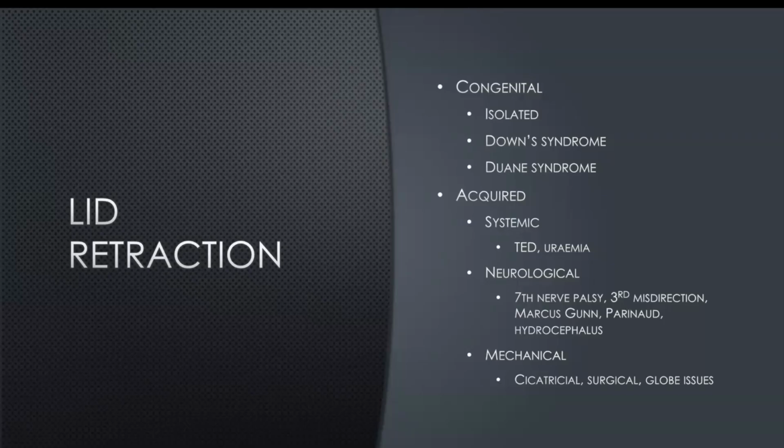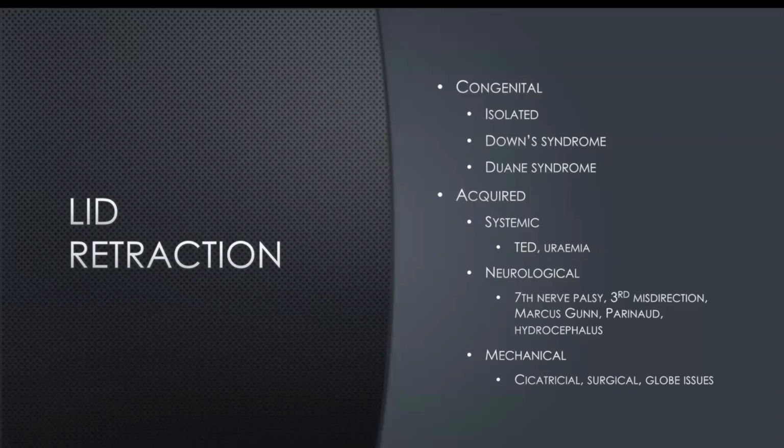It can again be cicatricial, or surgical. Do they have a problem with their globe? For example, do they have a big globe? Do they have ophthalmos? And that's actually causing lid retraction. Now, the way you treat lid retraction, as I'm sure you've probably worked out, is going to depend on the cause. So with something like thyroid eye disease, you're going to want to control the thyroid, and you're going to wait and see as to where that lid ends up.